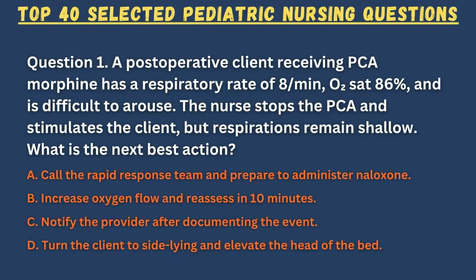Question 1. A postoperative client receiving PCA morphine has a respiratory rate of 8 per minute, O2 sat 86%, and is difficult to arouse. The nurse stops the PCA and stimulates the client, but respirations remain shallow. What is the next best action? A. Call the rapid response team and prepare to administer naloxone.